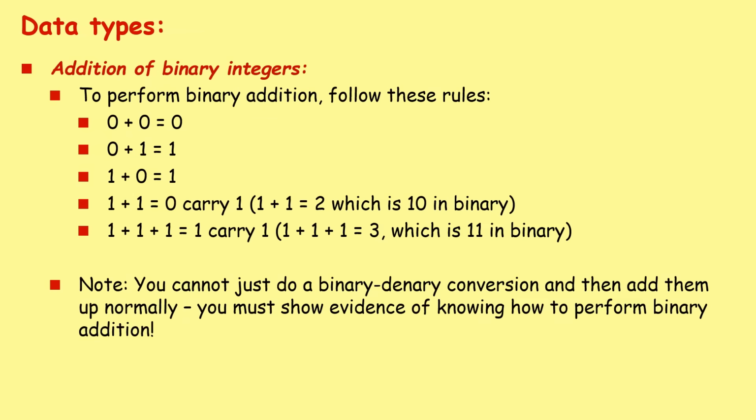Next up, we have the addition of binary integers. So nothing complicated here, just basic binary addition. What are the rules? 0 plus 0 is 0, 0 plus 1 is 1, 1 plus 0 is 1, 1 plus 1 is 0, carry 1, because 1 plus 1 is 2, which is 1, 0 in binary, and 1 plus 1 plus 1 is 1, carry 1, because 3 ones is 3, which is 1, 1 in binary.